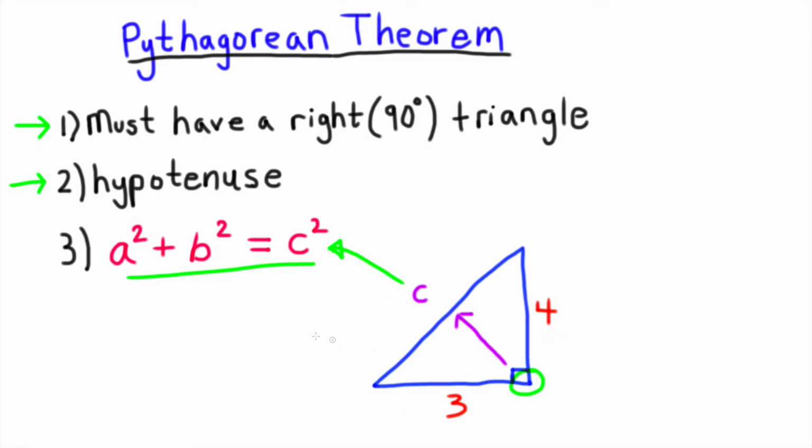We're going to understand that these side lengths, 3 and 4, are the shorter legs, and that this side opposite the 90-degree angle is the hypotenuse. So I'm going to plug 3 and 4 in for a and b. And like I said, it doesn't matter. I'm going to do 3 squared plus 4 squared.